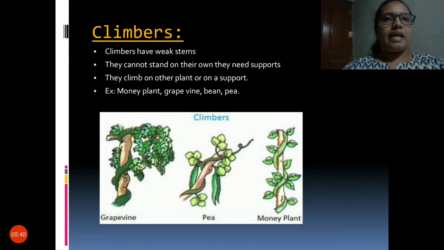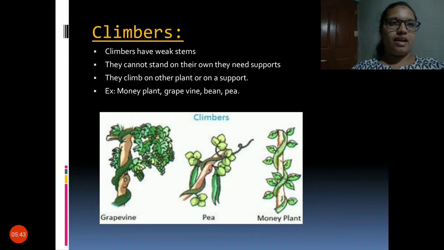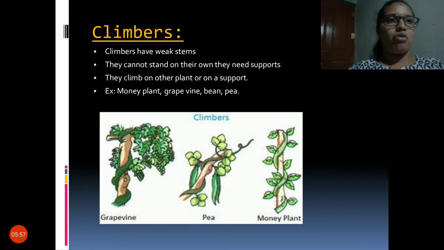Let us see climbers. The name itself says climbers, climbing up. Climbers have weak stems, so they cannot stand on their own. They need a support. Without a support, climbers cannot grow. Either they grow on a plant, otherwise they need some other support. They climb on another plant or on some other support.